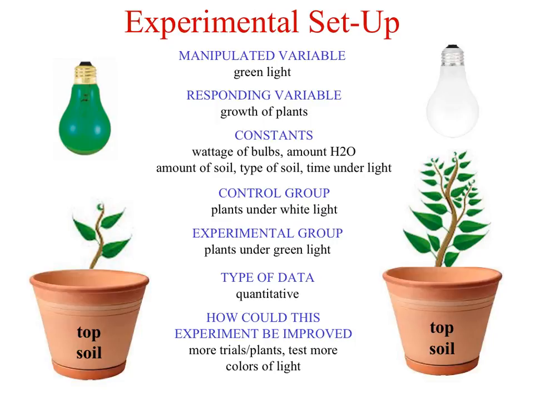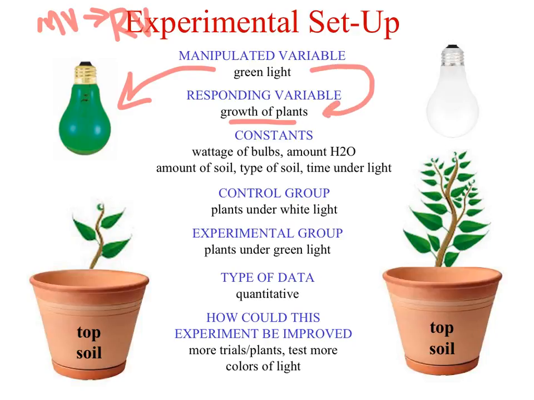Here are the answers, just so you can go over your answers and understand it. The manipulated variable was the green light. That's what was changed on purpose, and the only thing that was changed on purpose by the scientists performing this experiment. And our responding variable was the growth of the plants. And remember, I said the MV affects the RV. So here, our green light was affecting the growth of plants.